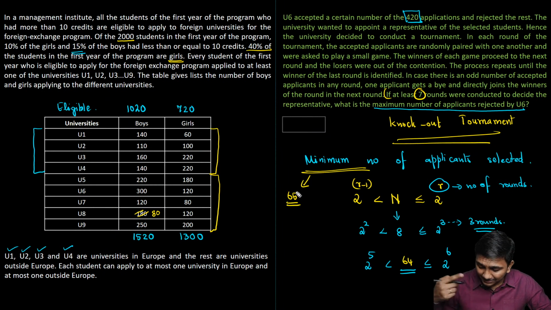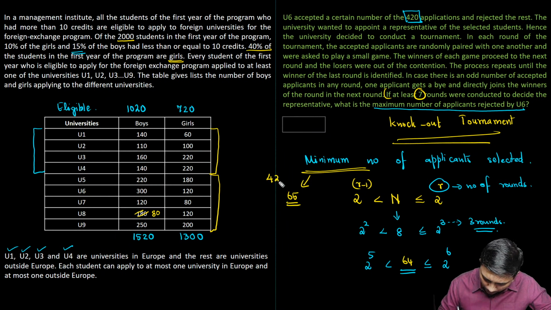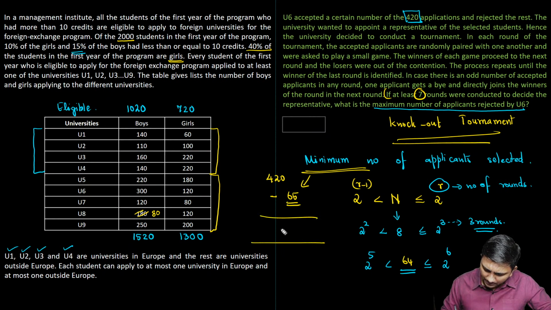Okay, now let's actually answer the question. The question asked me the maximum number of applicants rejected by U6. The total number of applicants is 420. So 420 minus 65. That will give me 355 as the answer for this question. Please type 4 if everybody is clear with how we answer this.